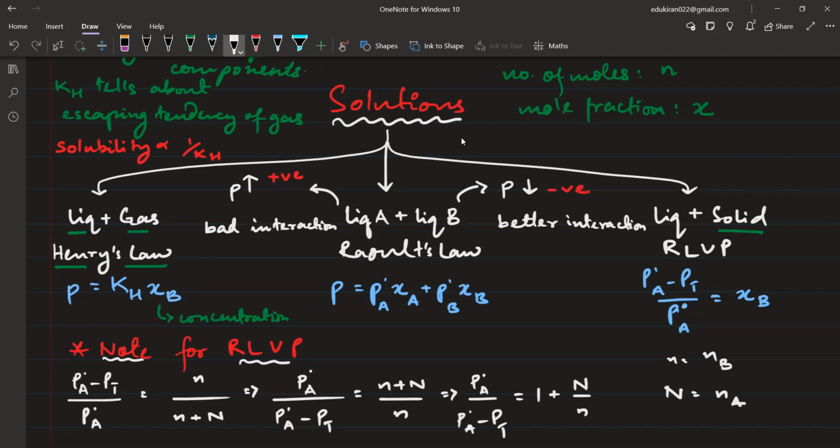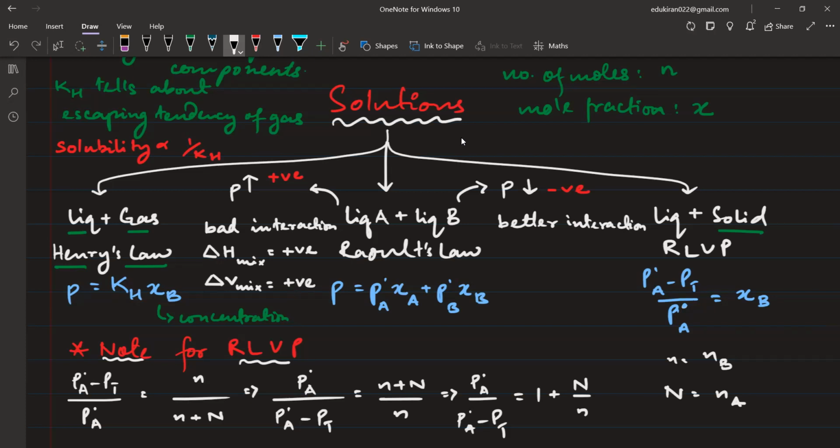Now, when there is bad interaction, then the delta H of mixing will also be positive, because since A and B are not attracting towards each other, we will have to give some heat or some energy in order to mix them. And also, when we mix both of them, the delta V of mixing, that means the volume after mixing, will be greater than the individual volumes. Why? Because A and B do not like each other. They are very far apart. They are repelling each other. So that's why they are taking more space, and that is why the volume of mixing will be positive.